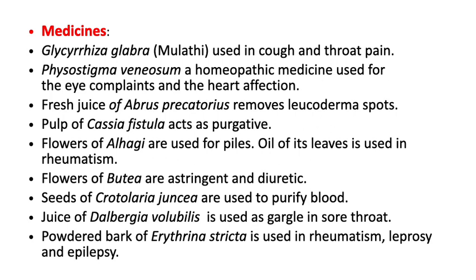Flowers of Alhagi are used for piles. Oil of its leaves is used in rheumatism. Flowers of Butea are astringent and diuretic. Seeds of Crotalaria juncea are used to purify blood. Juice of Dalbergia volubilis is used as a gargle in sore throat. Powdered bark of Erythrina stricta is used in rheumatism, leprosy, and epilepsy.